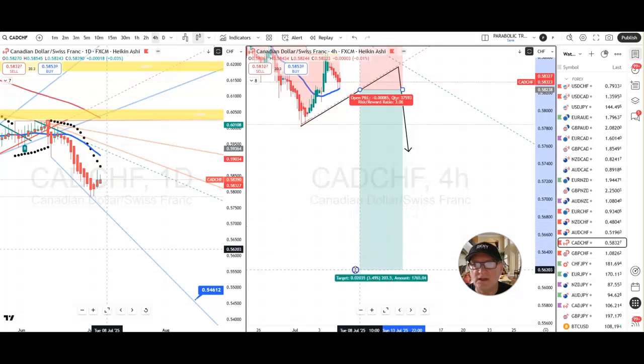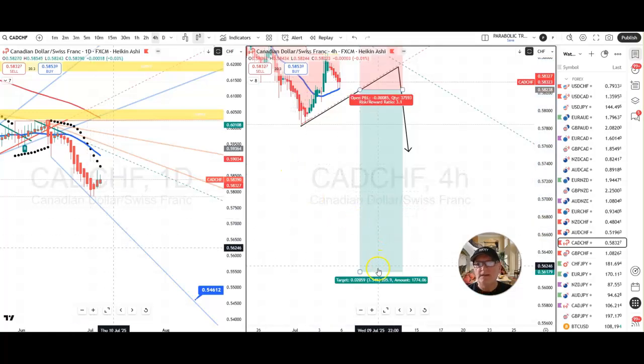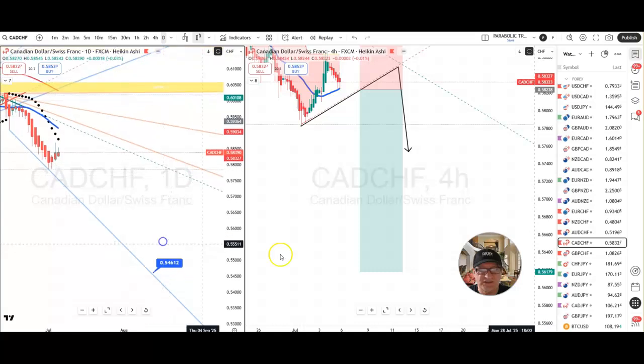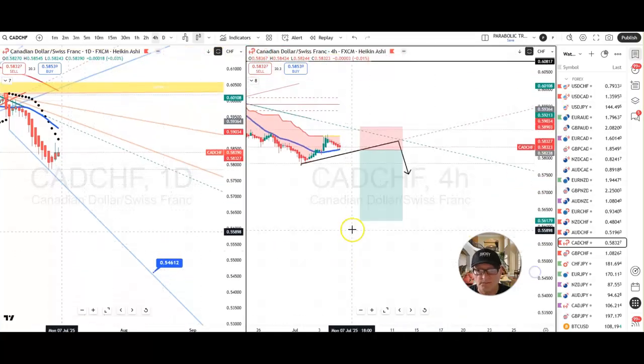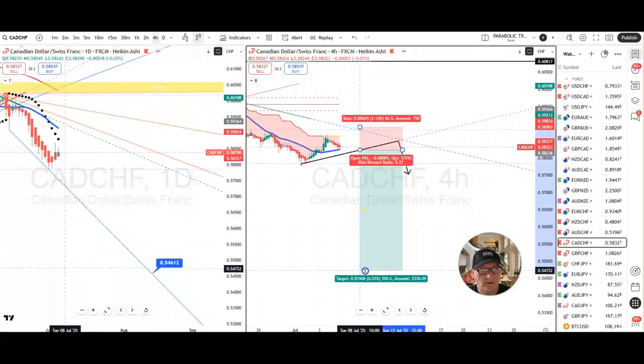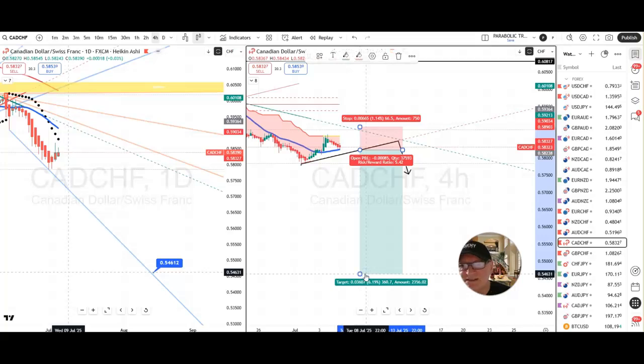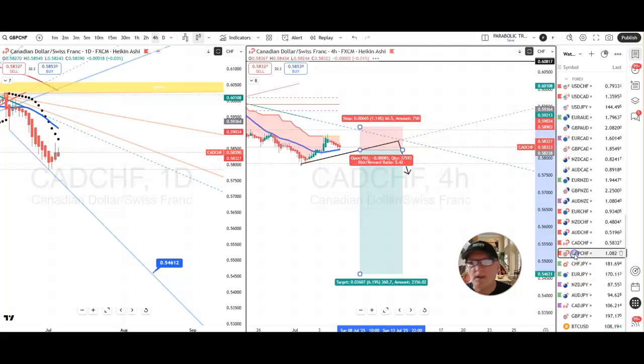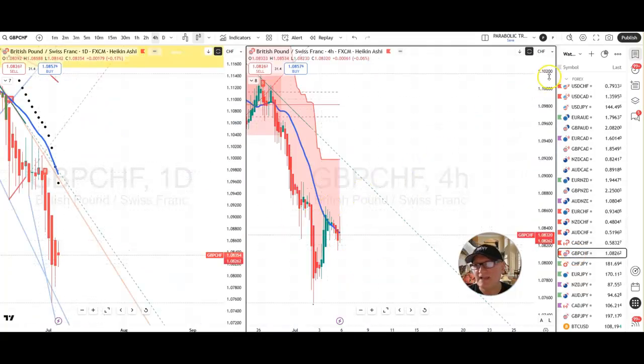Let's go for 3 times, shall we? So there we are. Target is 56.20. Could go for more, 54.61. What does that look like? Yeah, that's nice, isn't it? 360 pips.